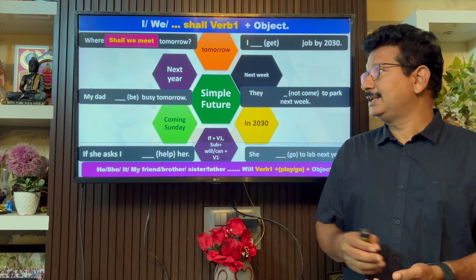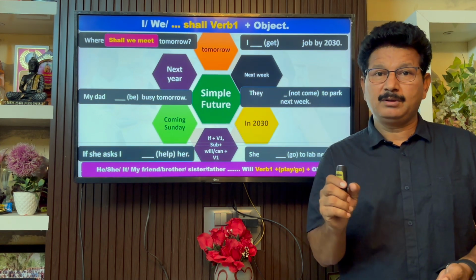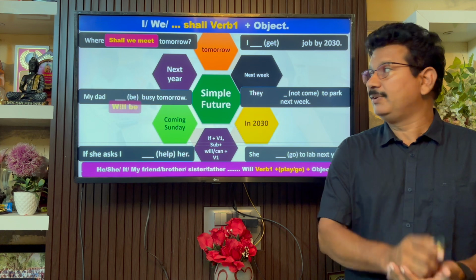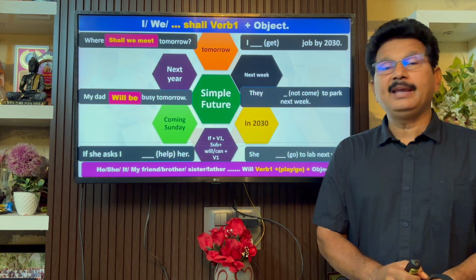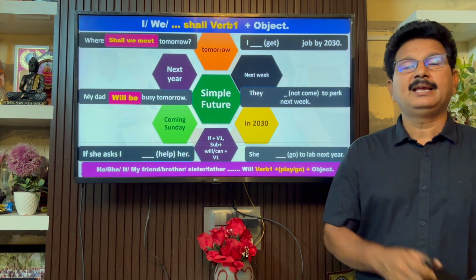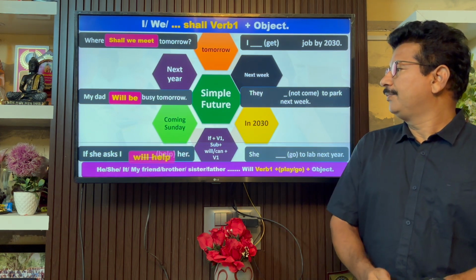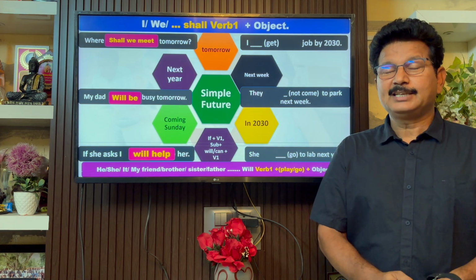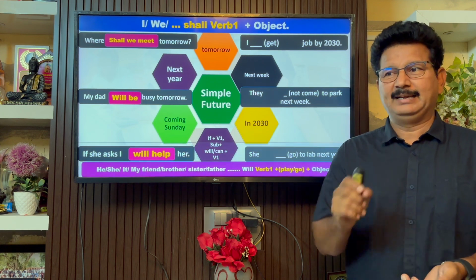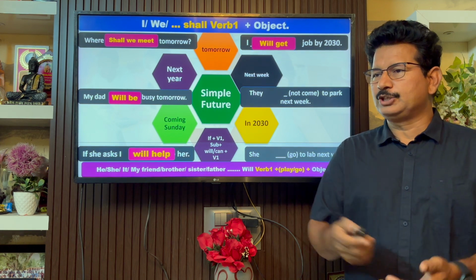Tomorrow. And the next one is, my dad busy tomorrow. So the keyword here is tomorrow, and the helping verb is be. So you'll say, my dad will be busy. And the third one, if she asks. If you look at this pattern, you will say, if she asks, I will help her. And now, a dash get job by 2030. So here we have the future time indicator, and you can say, I'll get the job by 2030.